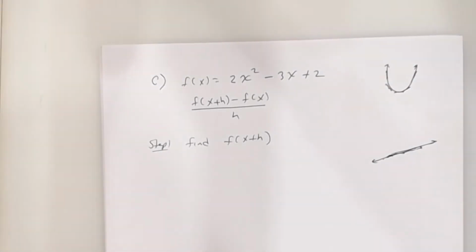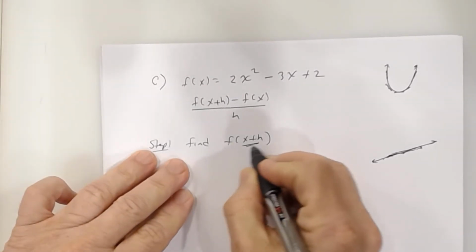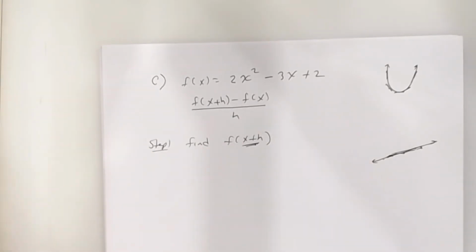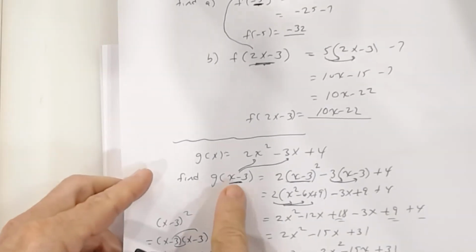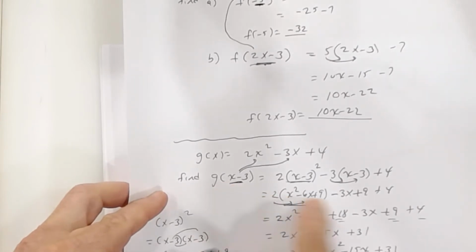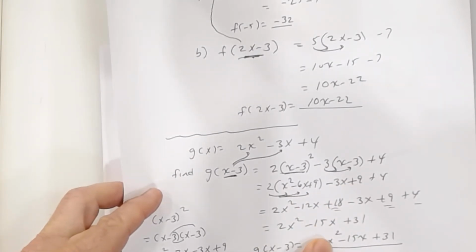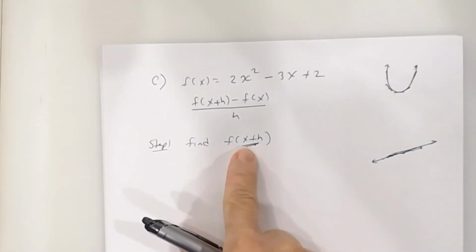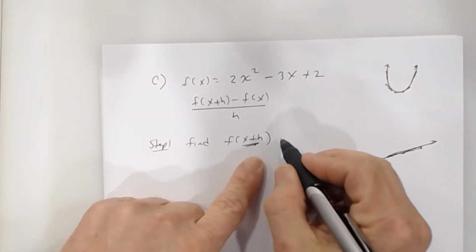All right, so wherever I see the variable x, what do I substitute? x plus h. So it's very similar to what you have on test 2. If you want to find g of x minus 3, wherever you saw the variable x, what do you substitute? x minus 3. And then you did all your computations, all your manipulations. Except instead of x minus 3, I'm substituting what? x plus h.